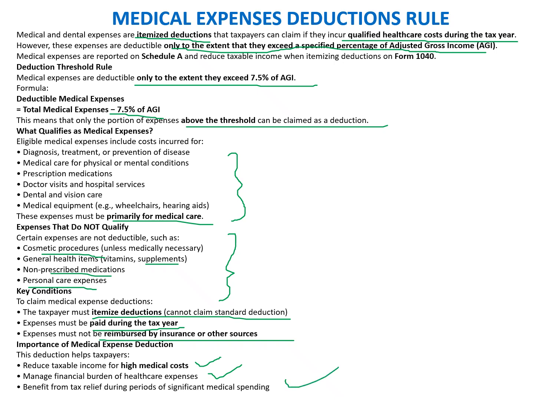And the limit which is available for deduction is based on the AGI. First, they have to apply the limit of 7.5%. The expenses incurred minus 7.5% of the AGI is the amount that can be claimed as the medical expenses deduction. So we'll move to the next slide.